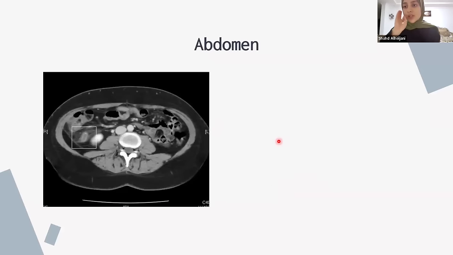Abdomen. Now, we also said one of the indications for using CT is any abnormalities in the GI, for example, in the abdomen. So here, what do you think?